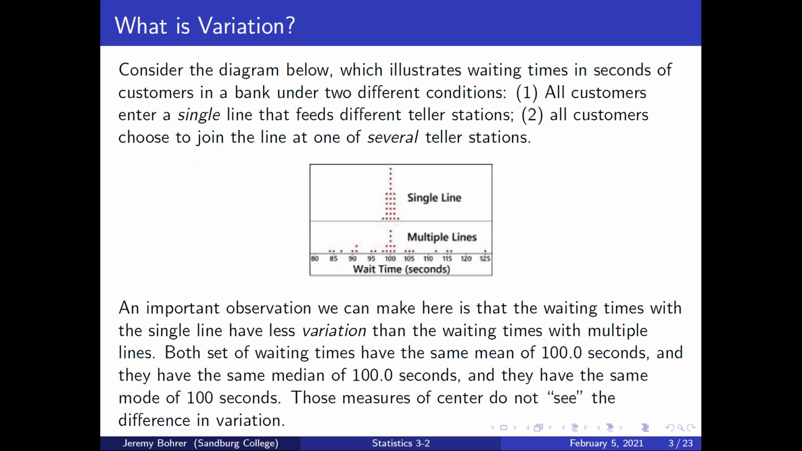Both sets of waiting times have the same mean of 100 seconds, and they have the same median of 100 seconds, and they have the same mode of 100 seconds. Those measures of center do not see the difference in variation.